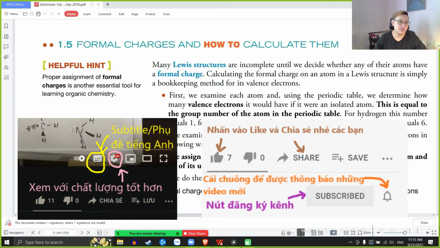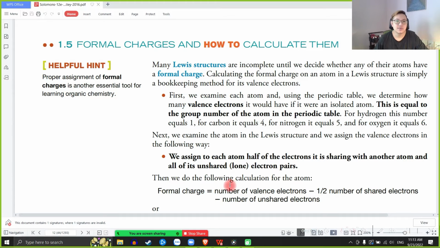Now, before we saw the structures like, for example, NH4 plus, or something with a minus, like NO3 minus, SO4 2 minus, something like that. So those minus or plus, these are called formal charges. So how do you calculate them?